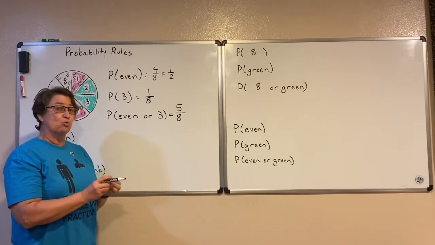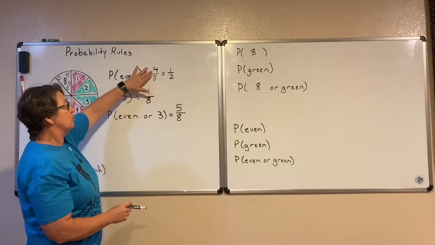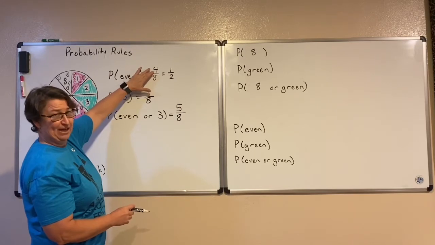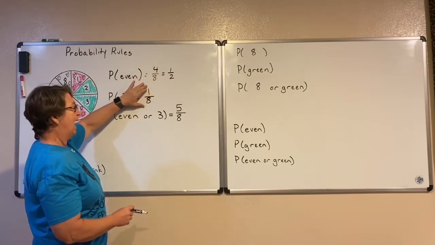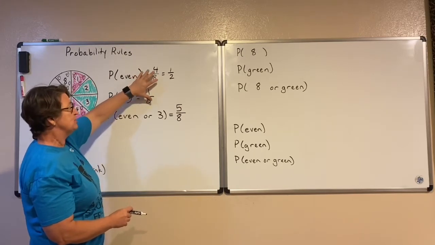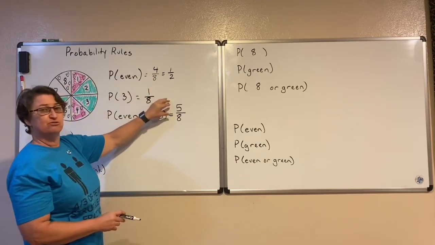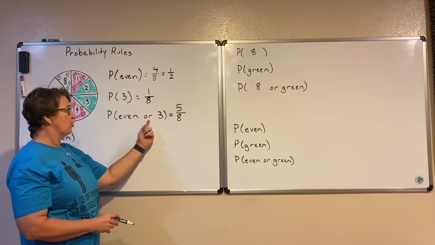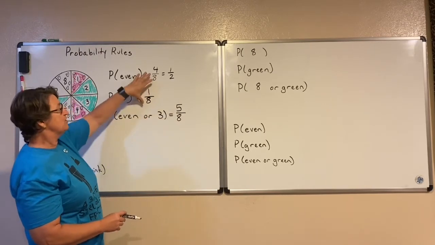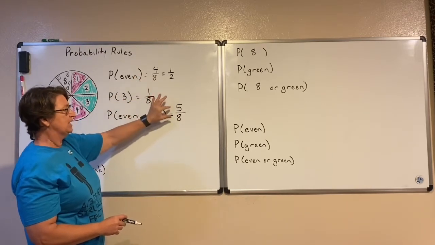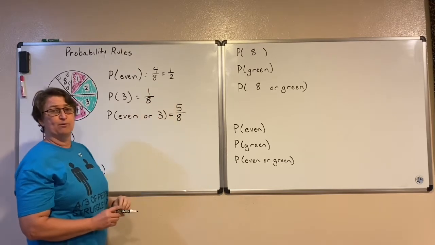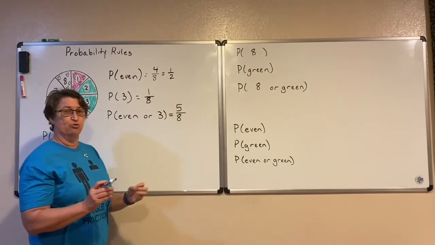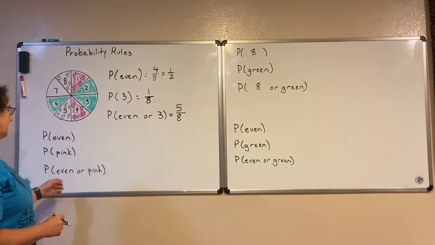Notice that what we did was we took the 4 out of 8 and the 1 out of 8, and we just added those together to get the 5 out of 8. So when we had this or in there, we just added our probabilities to get the new probability of or, of both of them. Let's try that again.